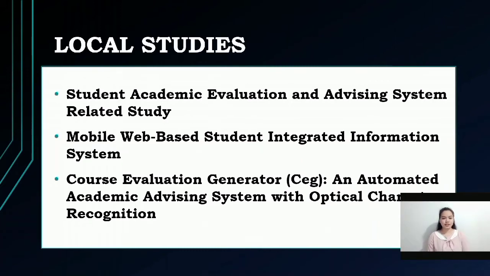The last local study is the Course Evaluation Generator. It's an automated academic advising system with optical character recognition that solves the issues faced by course advising, such as manual offering of courses, mistakes in giving the courses, and manual evaluation in the program offered. The system was developed to transform text into digital images. User respondents tested, deployed, and evaluated the system.